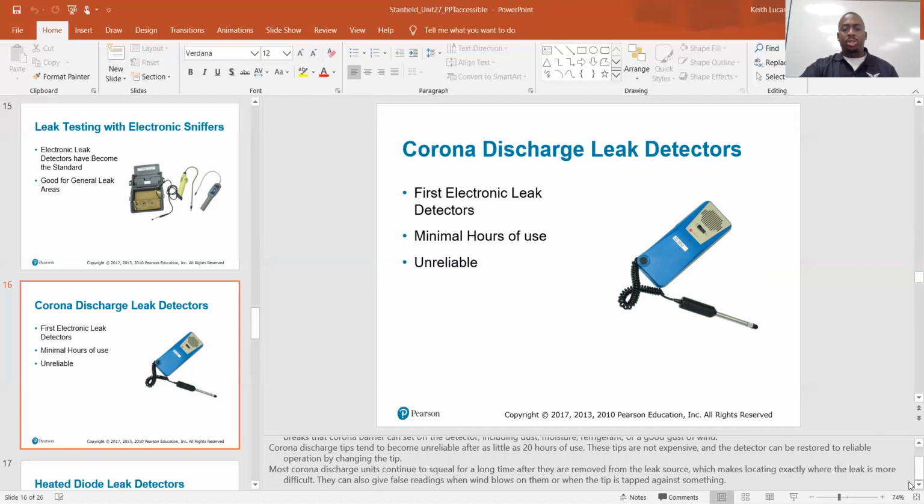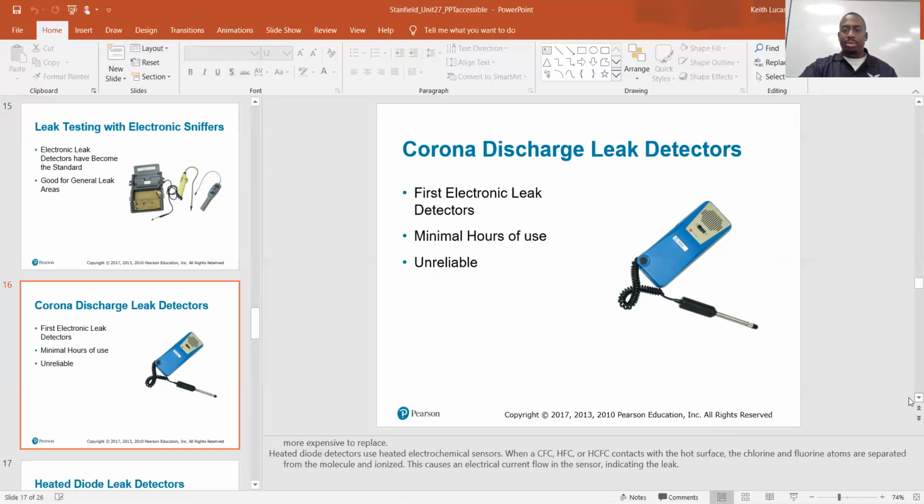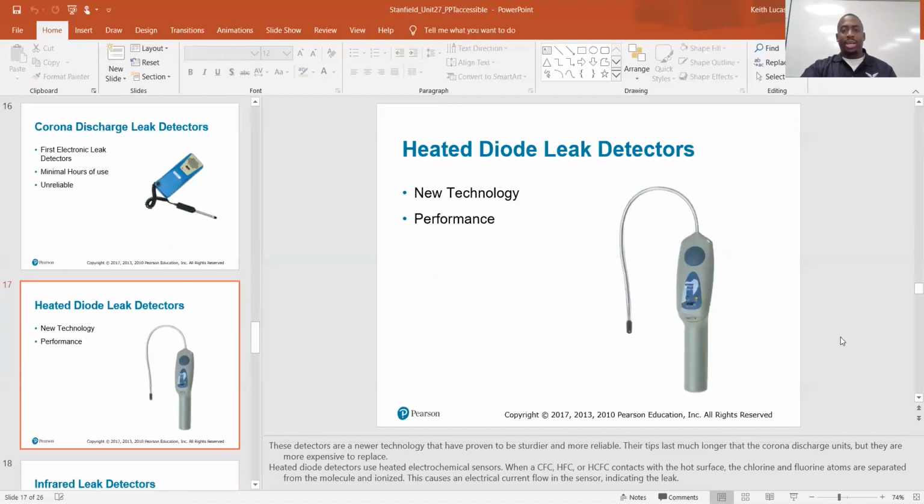Most Corona discharge units continue to squeal for a long time after they are removed from the leak source, which makes locating exactly where the leak is more difficult. They can also give false readings when the wind blows on them, or when the tip is tapped against something. So yeah, not the greatest.